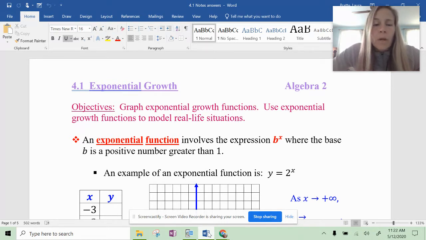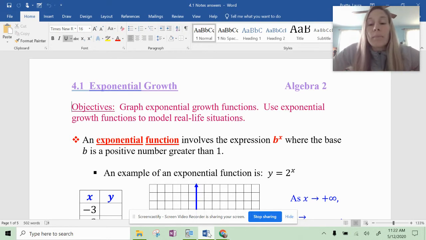situations. So an exponential function involves the expression b raised to the x power, where the base, b, is a positive number greater than 1. So when you take a number and you raise it to a power and you want it to get bigger, that original number, that base number, has to be greater than 1. If that base number is just 1, then it's not going to do anything because 1 raised to any power just remains 1, so it won't grow, it'll just stay the same.